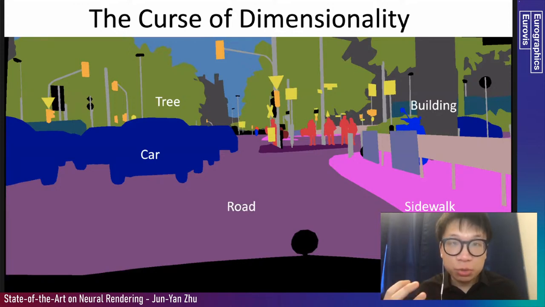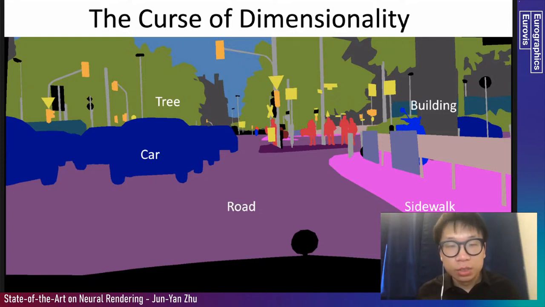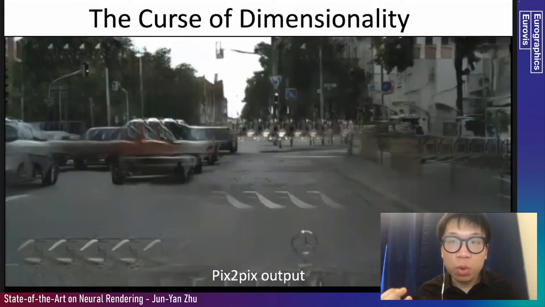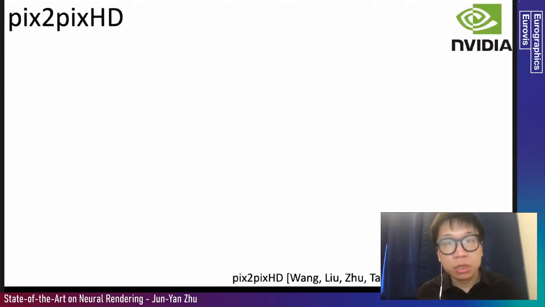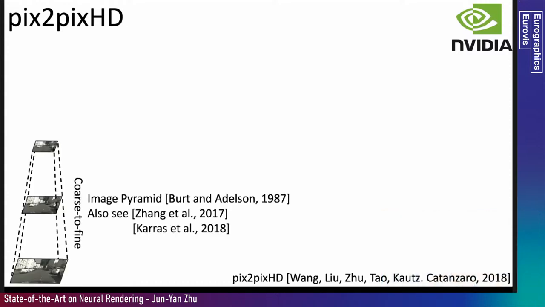But here's a high resolution input layout with different kinds of semantic labels. We would like to generate a high-res output image out of it. Unfortunately, Pix2Pix does not work so well due to the high dimensional nature of the optimization problem in GAN training. To address this challenge, we propose Pix2PixHD with collaborators from NVIDIA.